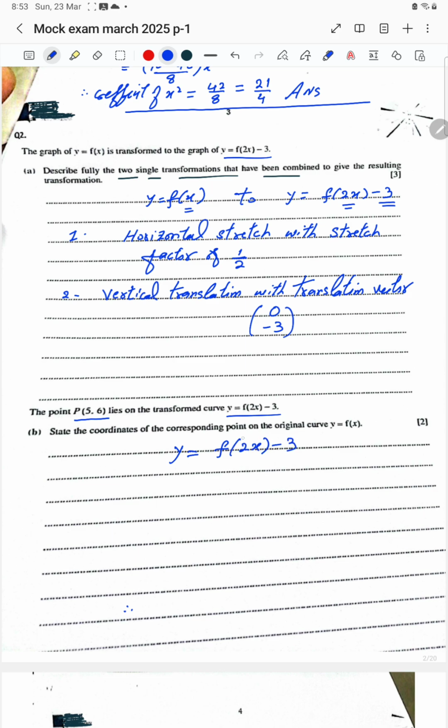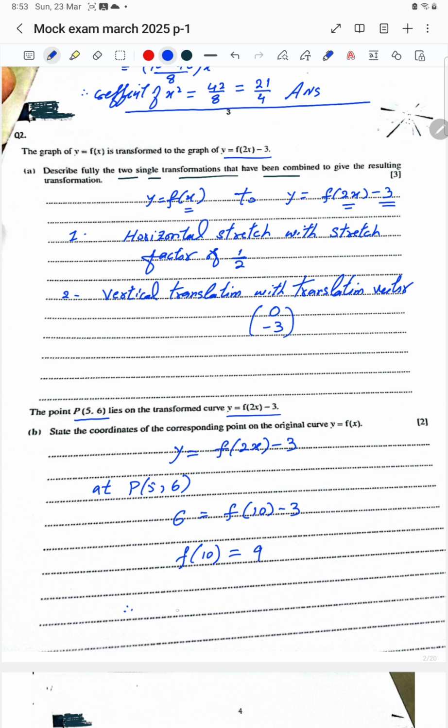State the coordinates of the corresponding point on the original curve. Okay, it's a simple question, so you just need to replace the coordinates of this point in the transform to get the original one. So replace y with 6 and x with 5. 5 times 2 becomes 10, minus 3, so f of 10 will be, here the 3 comes here, it becomes plus, so it will be 9.